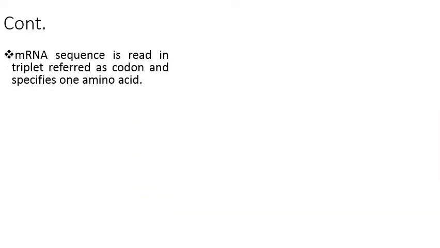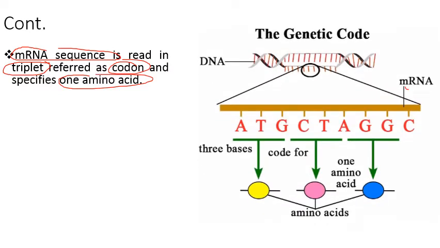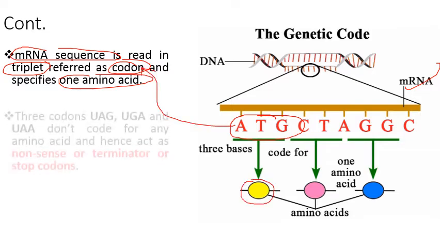There are sequences which are present on mRNA and are read in triplet form, which is referred to as a codon, and these codons specify one particular amino acid. So these base sequences present on this mRNA, which is formed by the transcription process from DNA, are in triplet form, and this triplet is known as a codon, and this codon codes for a particular amino acid.